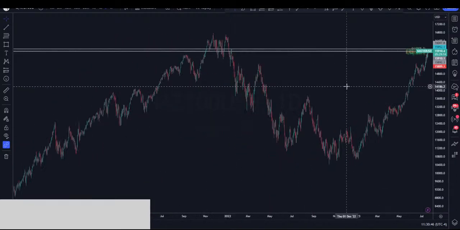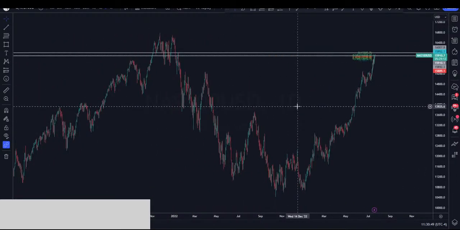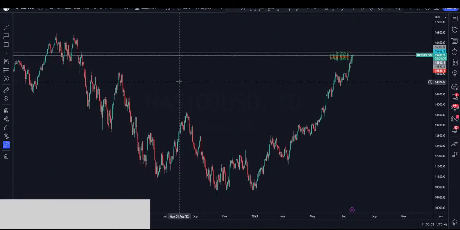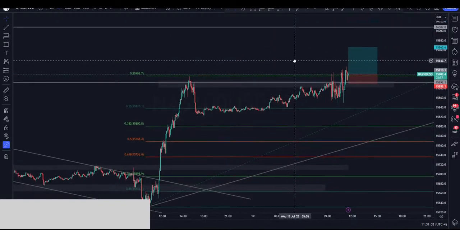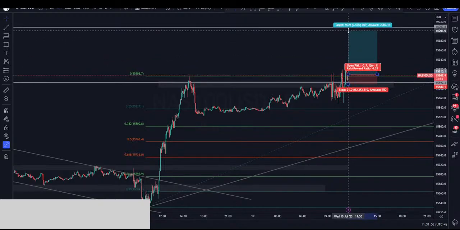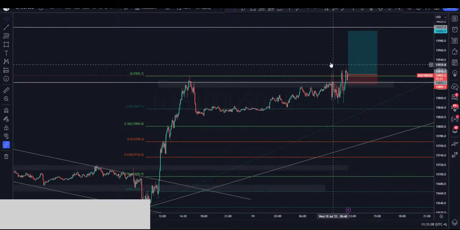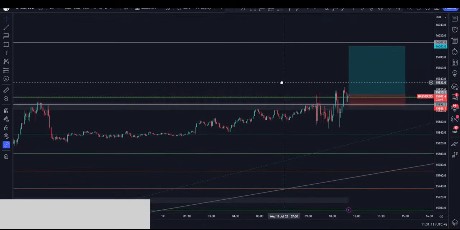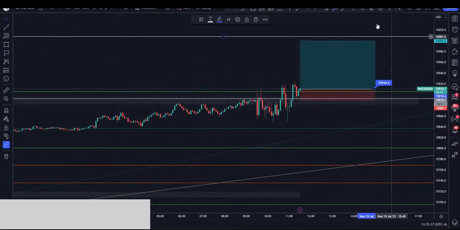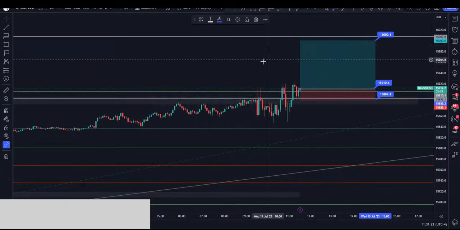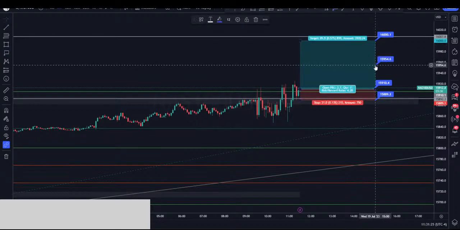Yeah, so I think this could be a setup for NAS. So this is 16017. And just take partials along the way.